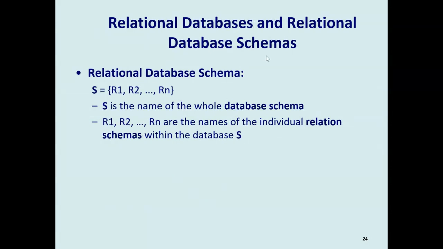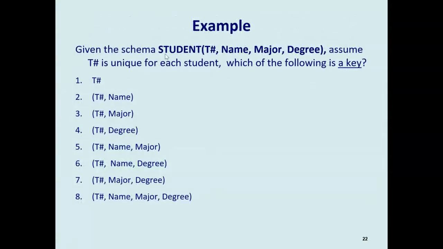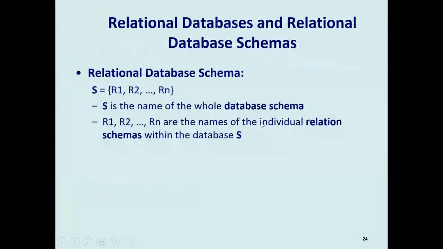Okay, now for the relational database schema. We discussed the relation schema, more like a table structure. You just give the relation name along with attributes. That's called the relation schema. A relational database contains multiple relations, so the relational database schema is similar. We use a capital S to represent the relational database schema, and we have R1, R2, Rn, each representing a relation schema. So a database schema is simply a collection of the relation schemas in that database.